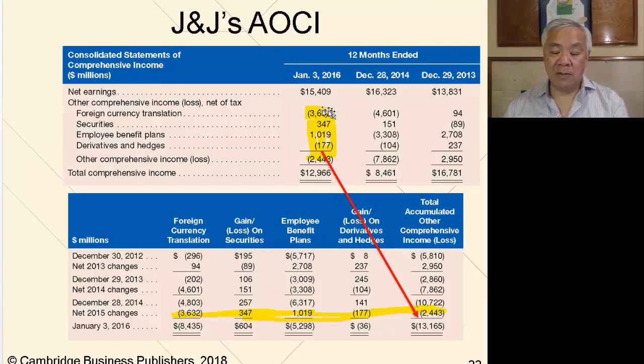OCI is shown for the year at the bottom of the income statement. Sometimes, some do, some don't. But it doesn't matter because you can always see it in the statement of accumulated comprehensive income, which is part of or integrated with the statement of shareholders' equity. So it's here in detail of the 4 types, and the total of 2.4 billion shows it here, and it ties to this year's amount that's at the bottom of the income statement.